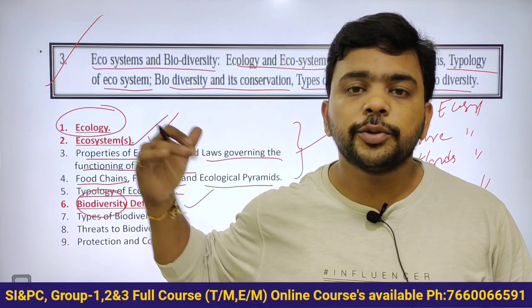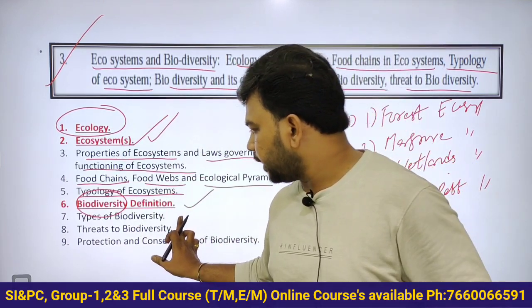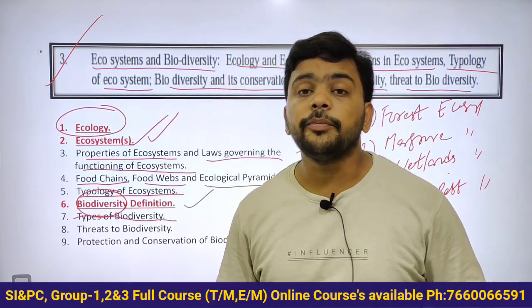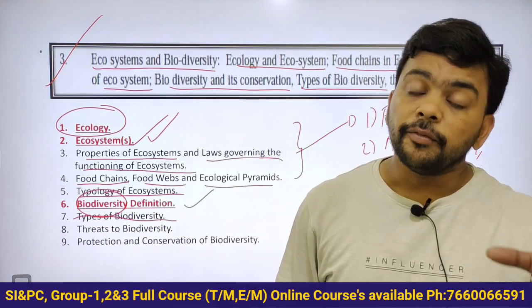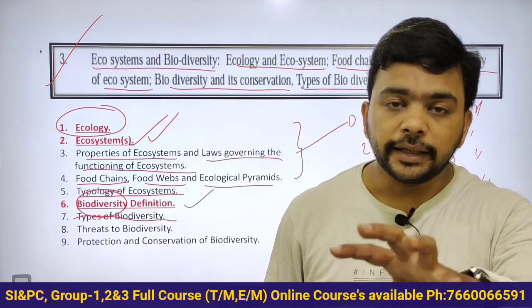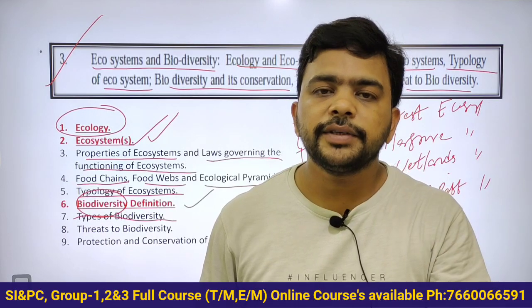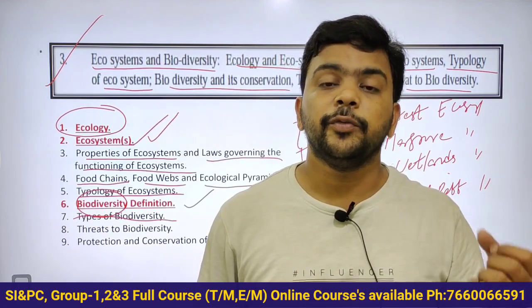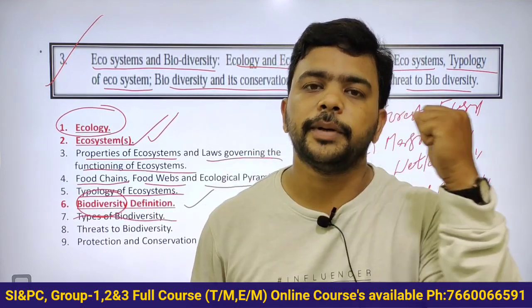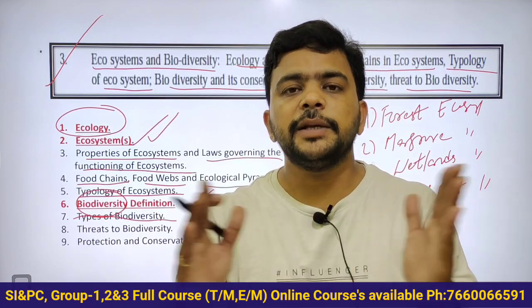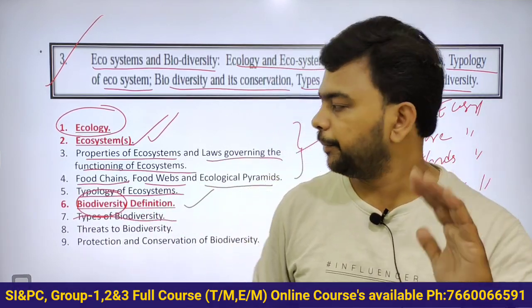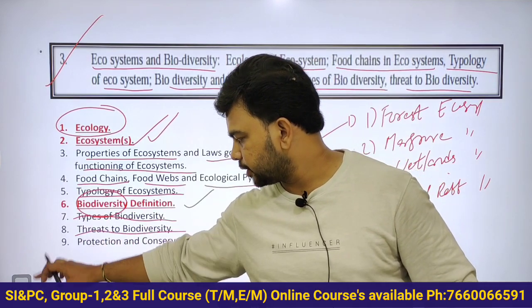All these are threats to biodiversity. Okay, different types of biodiversity. What are the types of biodiversity? We have biodiversity at the genetic level, at the species level, and at the ecosystem level. All these are types of biodiversity, we will discuss them. Then threats to biodiversity, just now I told you.